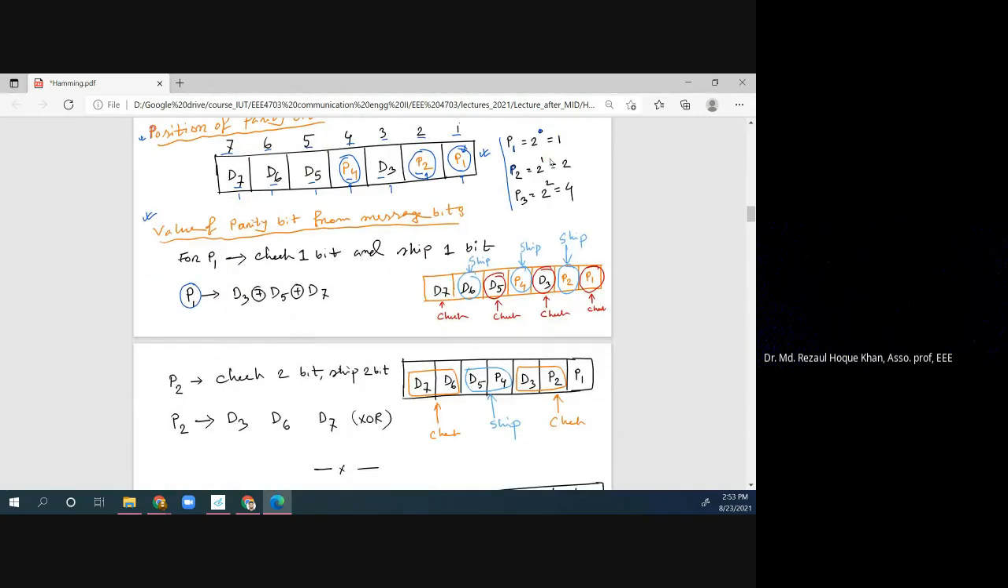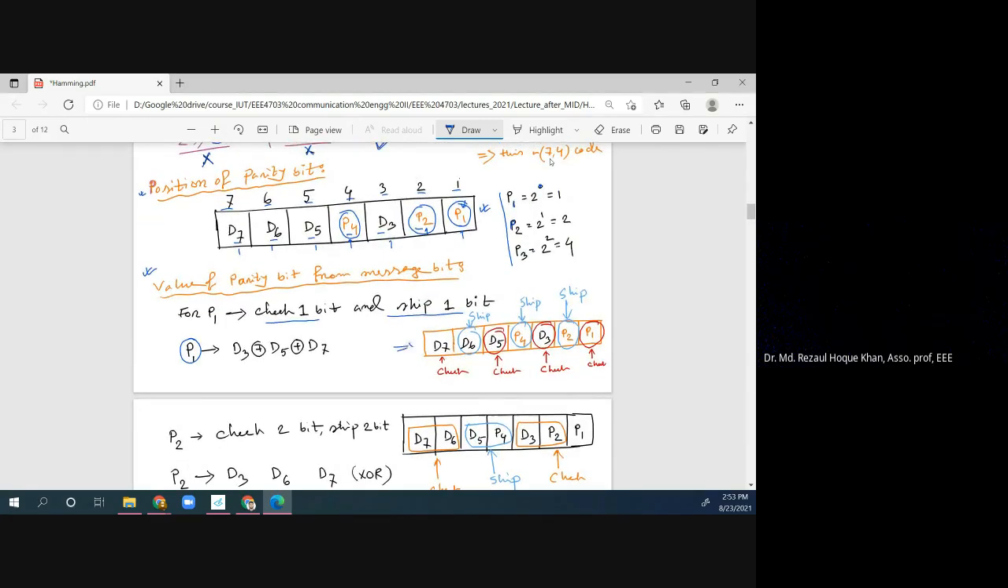P1: check 1 bit and skip 1 bit. That is what I drew here. You see, I drew the same thing here, right? So check 1 bit and skip 1 bit: check 1 bit, skip 1 bit, check 1 bit, skip 1 bit, check 1 bit, skip 1 bit, check 1 bit.